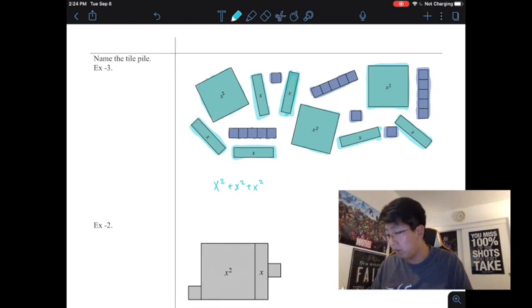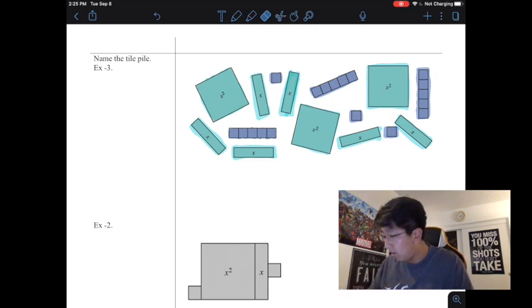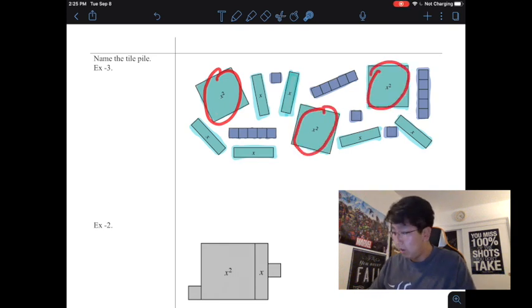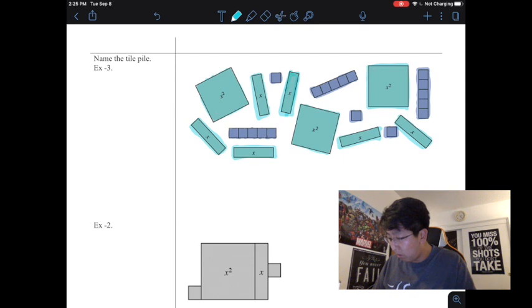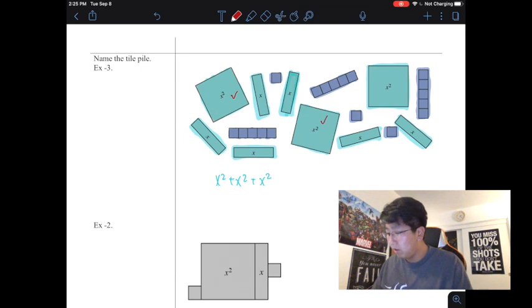That's my question. Here, let me recap. After I highlighted, what I'm trying to do is see how many of each tile I have. So here, I can see that I have 1 X squared tile, 2 X squared tiles, and 3 X squared tiles. Okay? So I'm going to go ahead and write those out. X squared plus X squared plus X squared. All right. So we're done with those. I'm going to put a red check mark once I got them. Okay. Sweet.